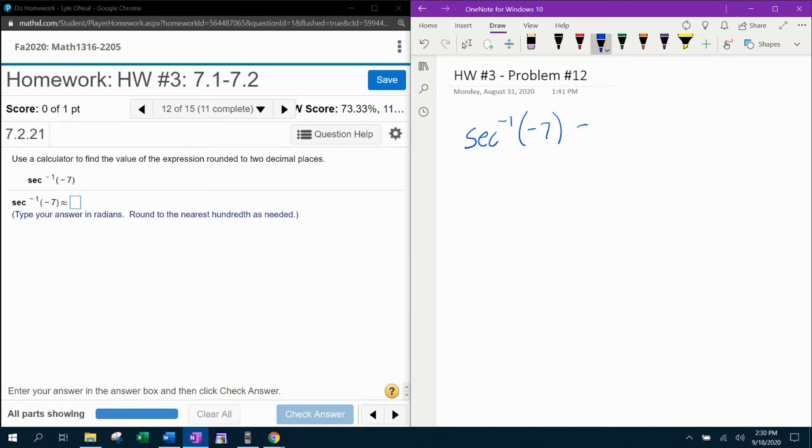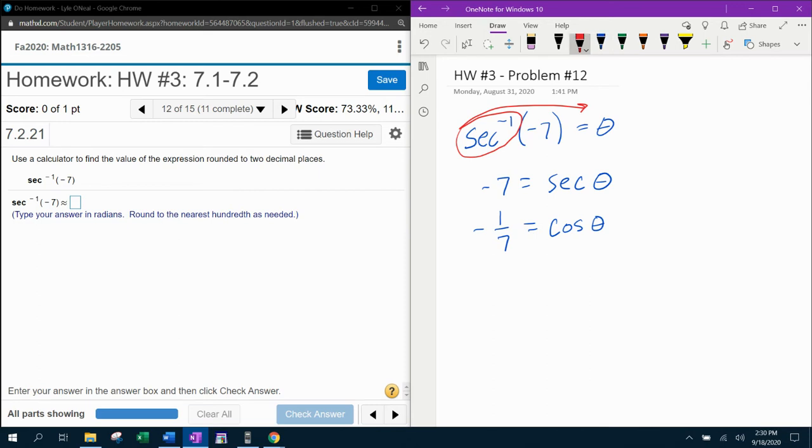Remember that an inverse trig function equals an angle. The next step is to bring the inverse secant to the other side, which is going to give me -7 equals, now it's just secant of theta. And then we're going to use our reciprocal identities, okay? If I flip -7, that's going to make it -1/7. If I flip secant over, that's going to turn into cosine. Remember, cosine and secant are reciprocal functions.